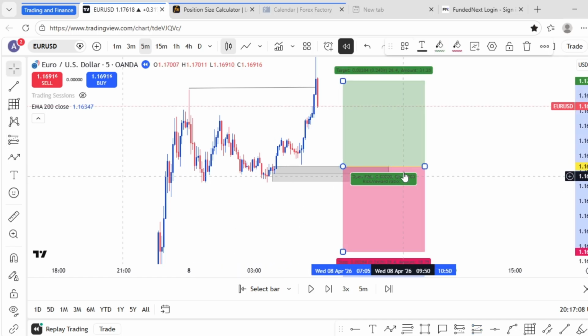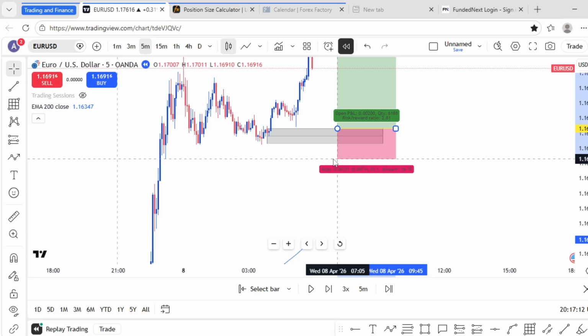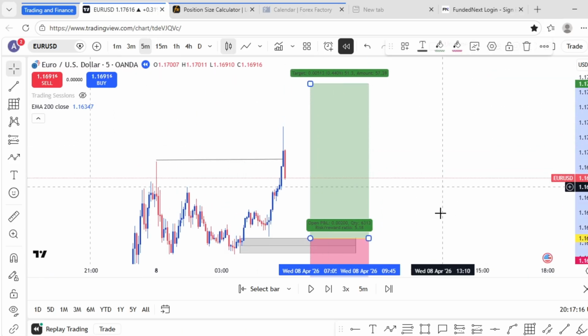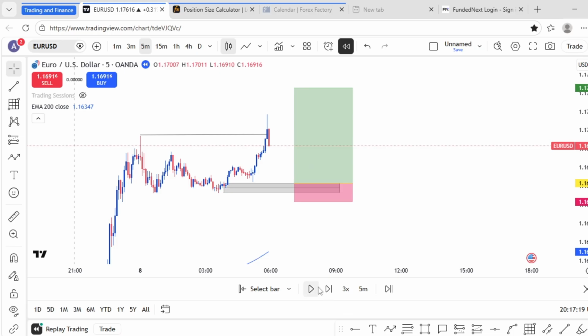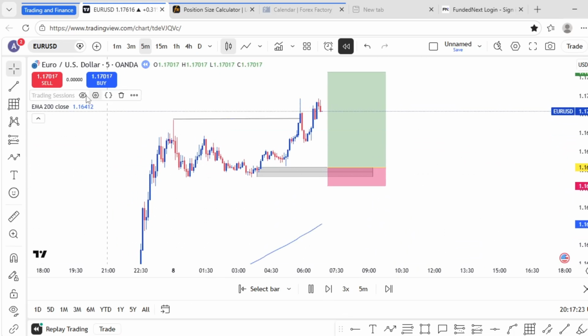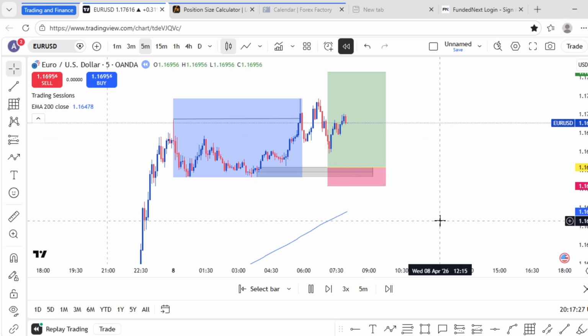So I'll quickly put my pending order there, my buy limit, and I'll put my stop loss below here, and as usual I'll target at least 1:3. Let's say we're looking at 1:5 from this point. Now price decides to do its own thing. Don't forget, this is London session, and let's see what happens.